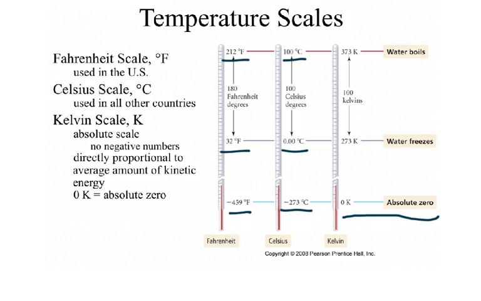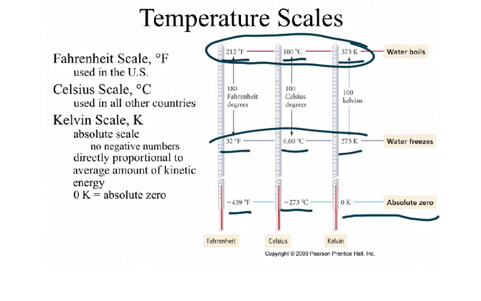Okay? Now in Kelvin, the freezing point would be 273 Kelvin, and the boiling point would be 373 Kelvin. So I'm showing you these three scales, and you can see the equivalent. These are the boiling points of water using the three different scales, and these are the freezing points of water also using the three scales.